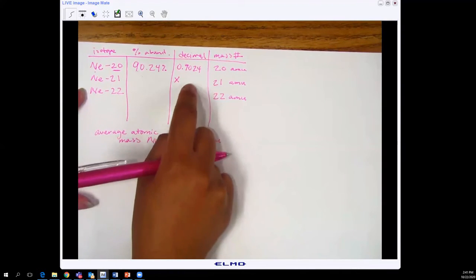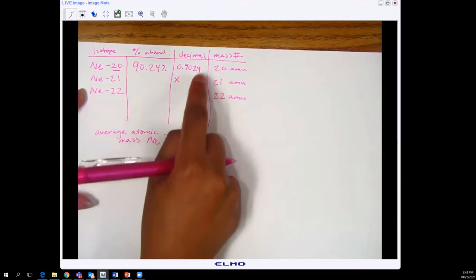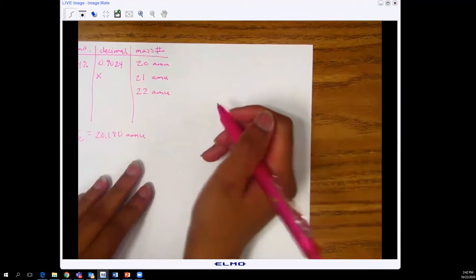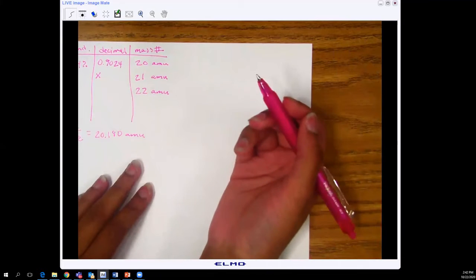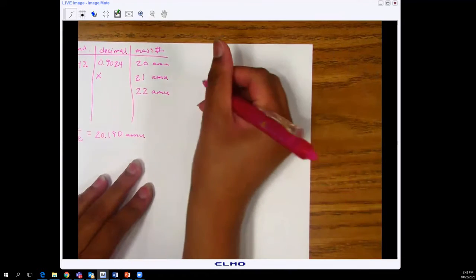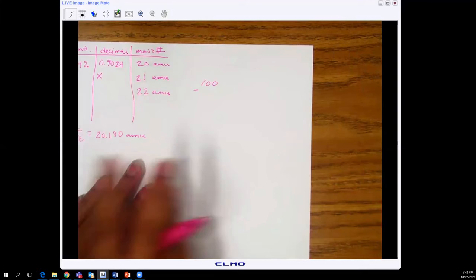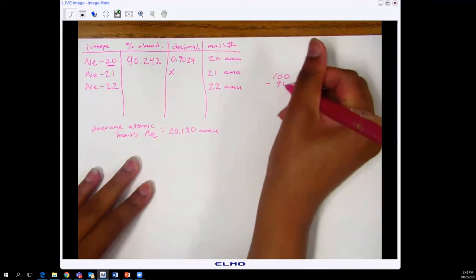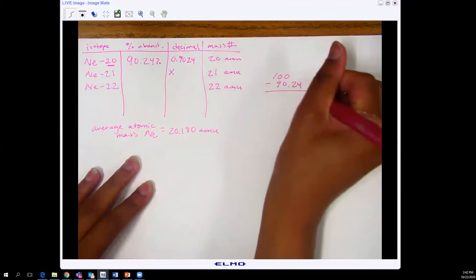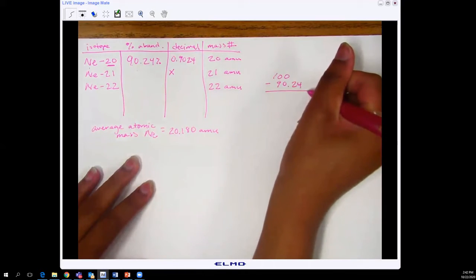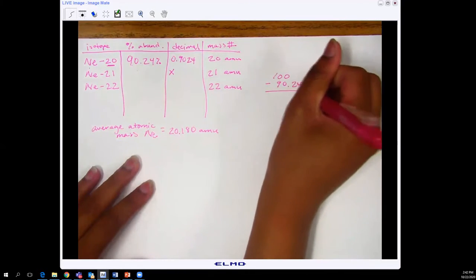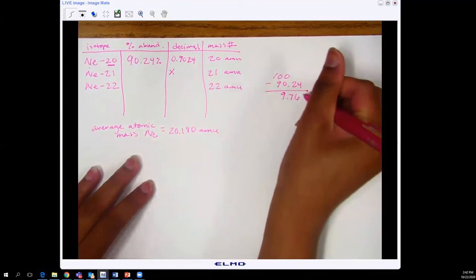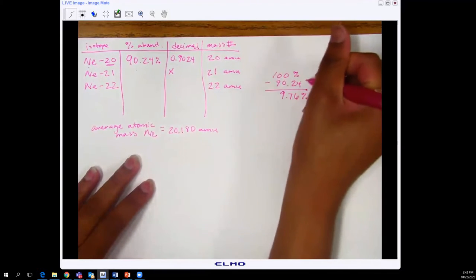It's not going to be the same percent abundance, and therefore decimal, as neon-21, but I can name it something different. If you recall, all of these percent abundances have to add up to 100. So if I take 100 and subtract off the percent abundance that I already know for neon-20, so I'm going to subtract off 90.24. If I do a little bit of quick math there, I'm checking my paper so that I don't have to pull out the calculator again. Here we go. So it's 9.76%, that 100% minus the 90.24%.